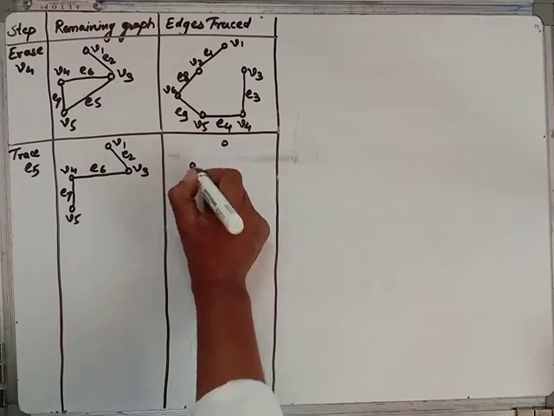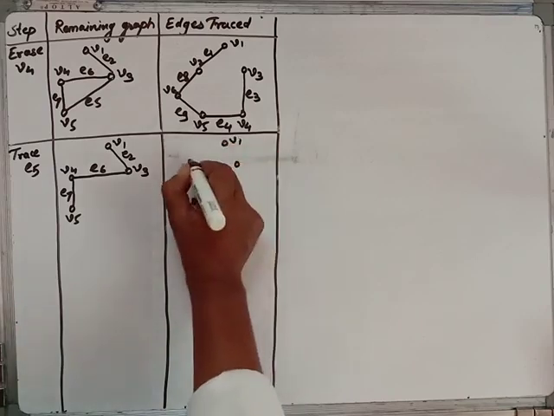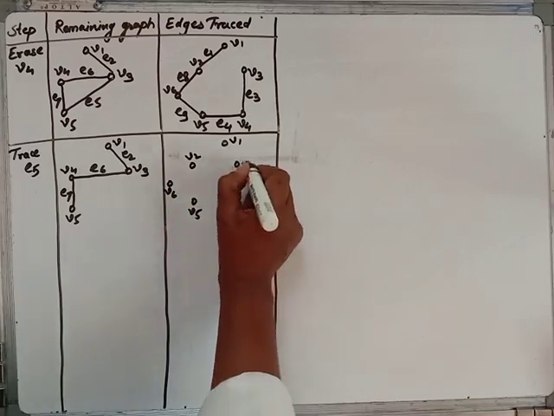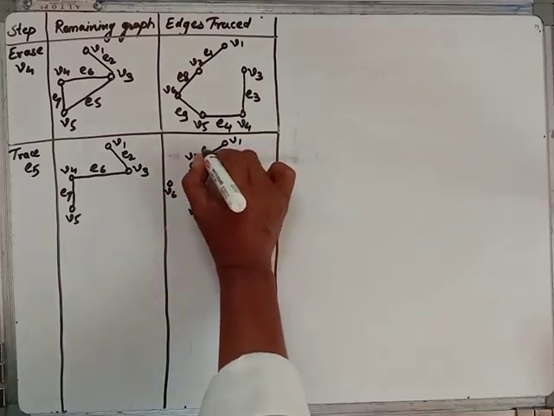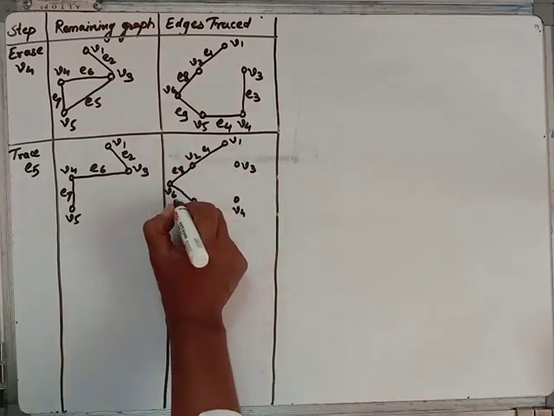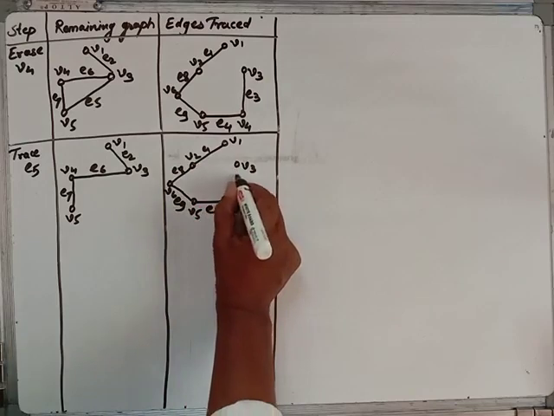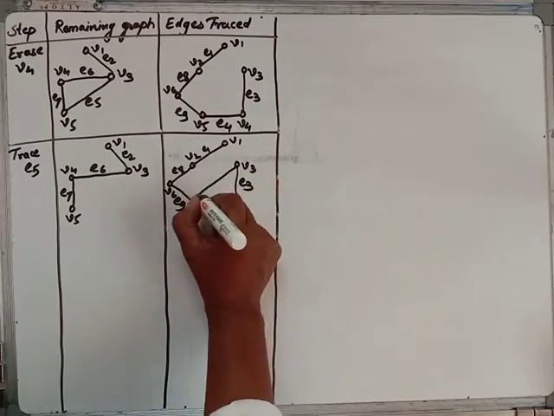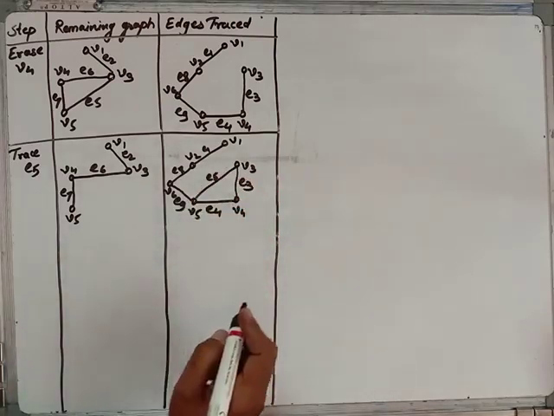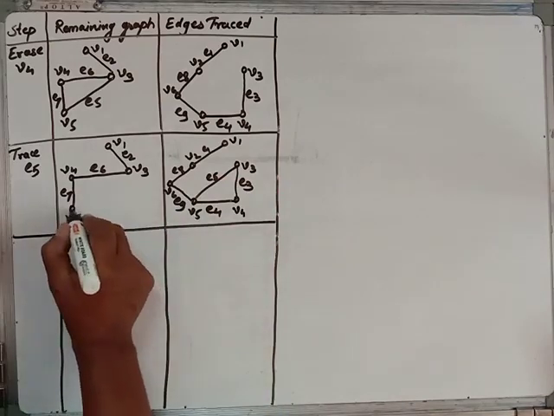So what is here? V1 to V2, V6, V5, V4, V3. So V1, so this is E1, this is E8, then E9, then E4, E3 and what? E5, right? These ones we have traced. Now we reach here. So now trace E7.